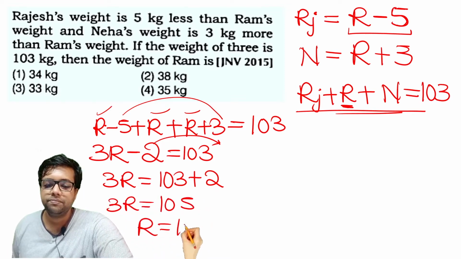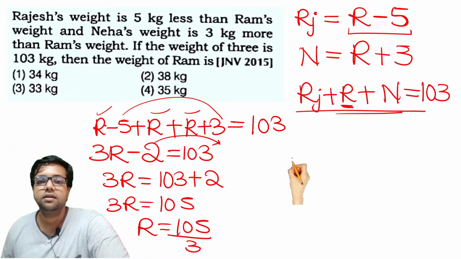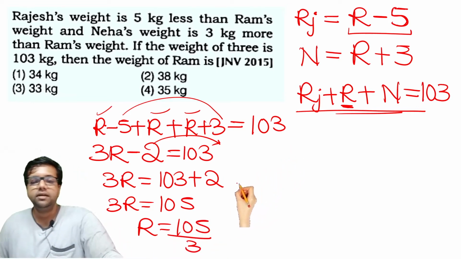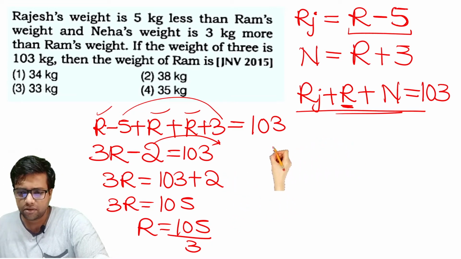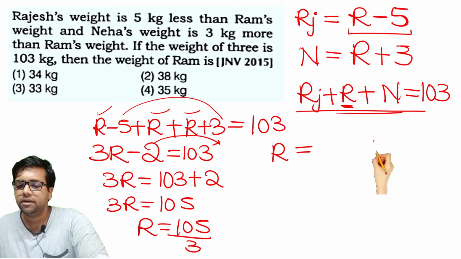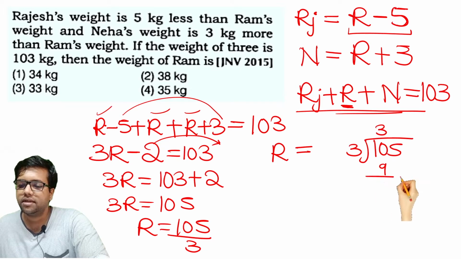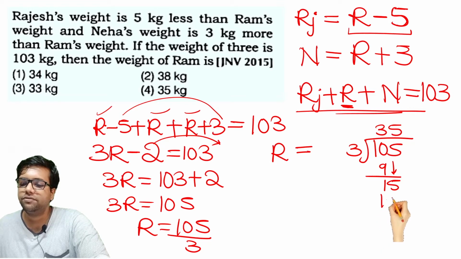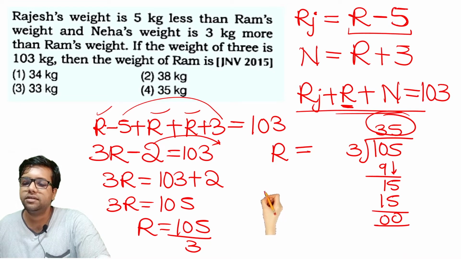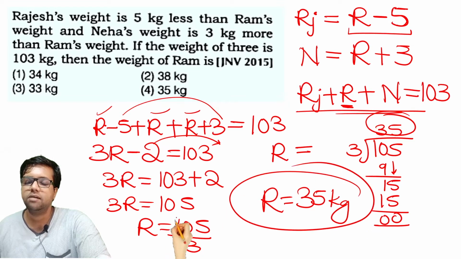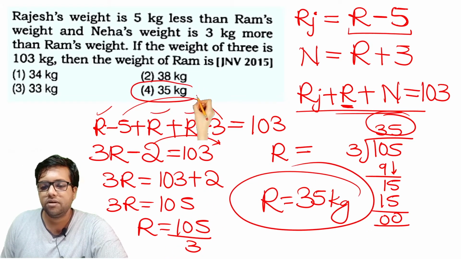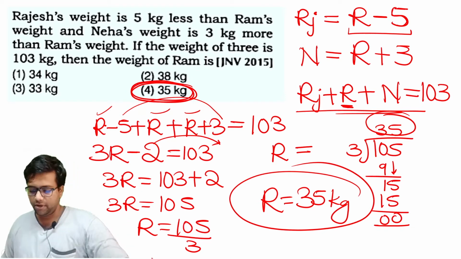R is equal to 105 divided by 3. So therefore, let us do the long division. Ram's weight would be 105 divided by 3. 3 3s is 9. You are left with 1 and take down the 5. So 3 5s is 15. Remainder is 0. What is the quotient you are getting? You are getting 35. So Ram's weight would be 35 kg, which is available in option number 4. So therefore, option number 4 is the right answer for this question.